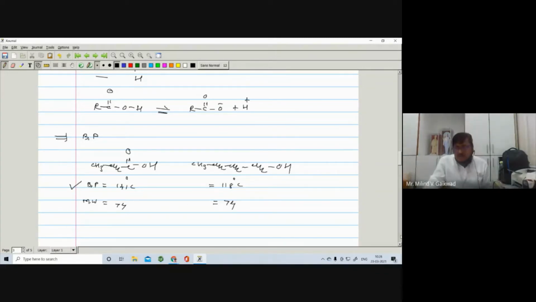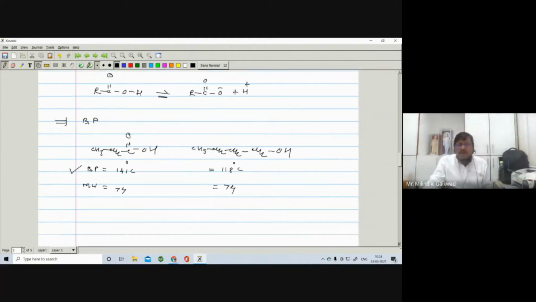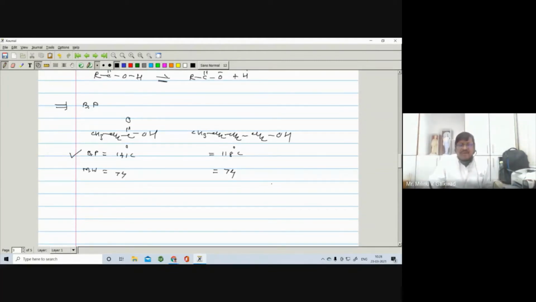They may ask this for 2 marks. Why is the boiling point of carboxylic acid more than that of alcohol? The reason is that alcohol can form hydrogen bonding, ROH and then also ROH. It undergoes polarization: partial negative, partial positive, partial negative, partial positive, and it can form such type of hydrogen bonding, right?